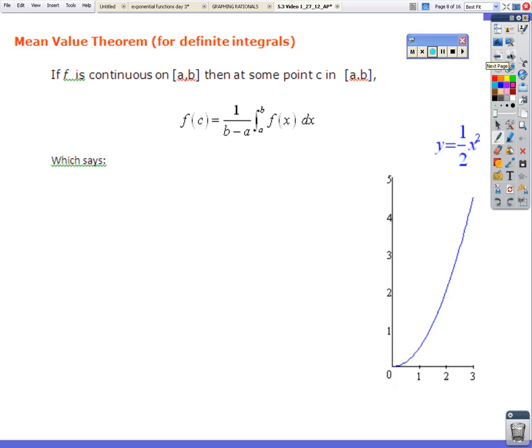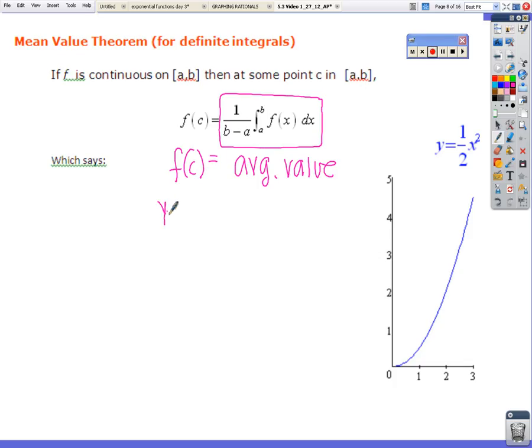Mean value theorem is very similar to what you learned for mean value theorem for derivatives. So you find your average value, and it says that there's a c value such that the y value at that x will be the same as the average value.